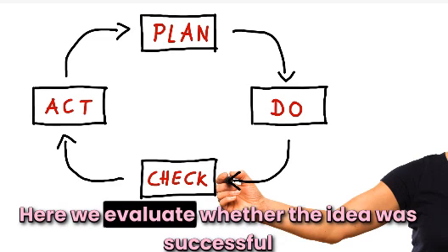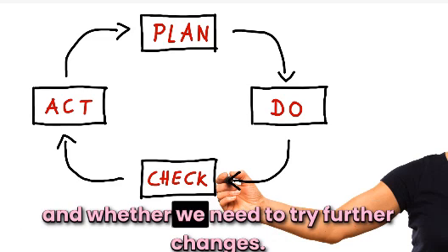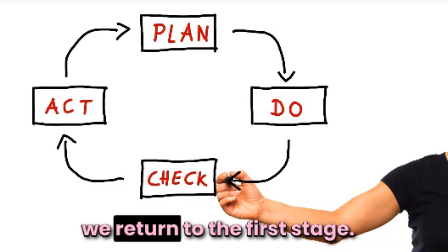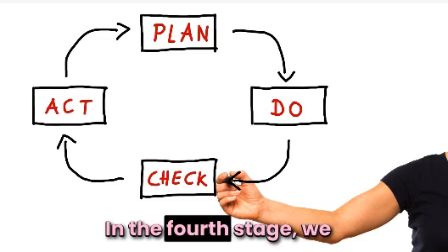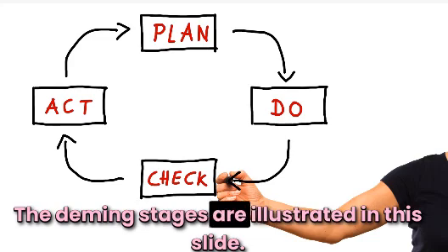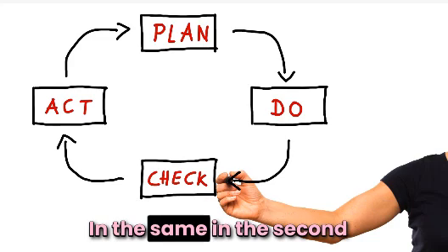Here, we evaluate whether the idea was successful and whether we need to try further changes. If the project is not successful, we return to the first stage. In the fourth stage, we implement our proposed solution. The Deming stages are illustrated in this slide.